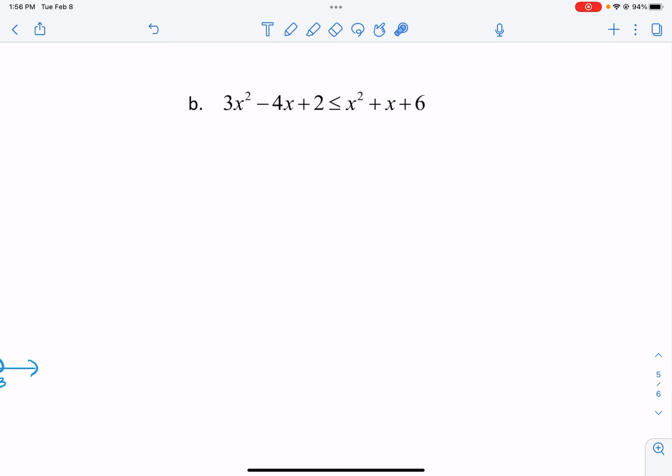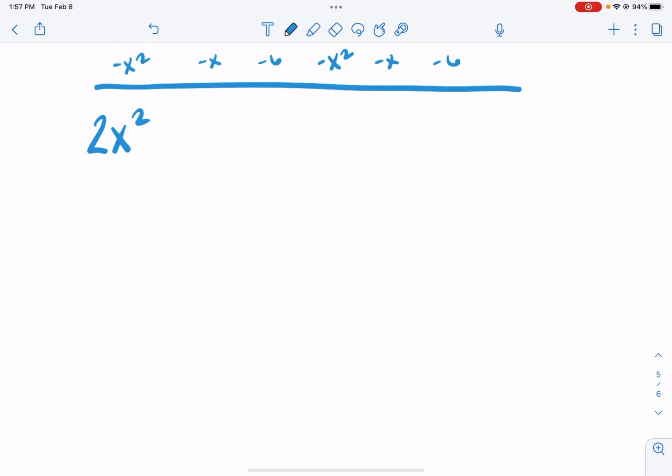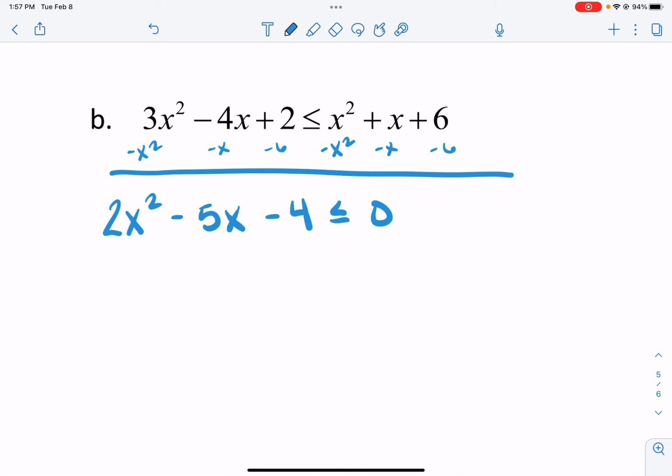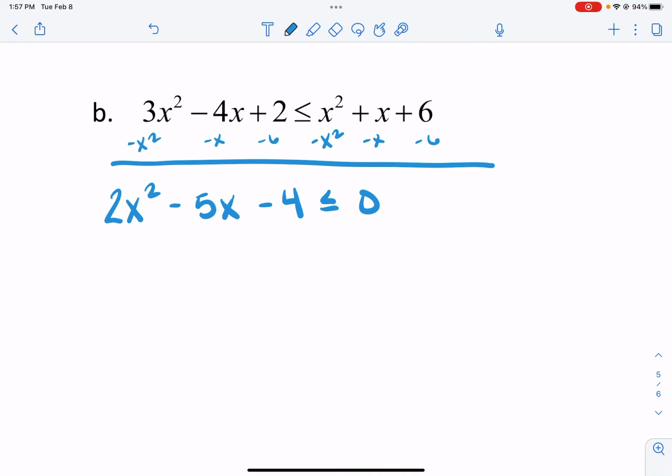Part B, we have 3x squared minus 4x plus 2 is less than or equal to x squared plus x plus 6. Let's go ahead and get everything together. So we have 2x squared minus 5x minus 4 is less than or equal to 0. All right, so this problem wants us to look at the quadratic formula first. So I see that a is equal to 2, b is equal to negative 5, and c is equal to negative 4.